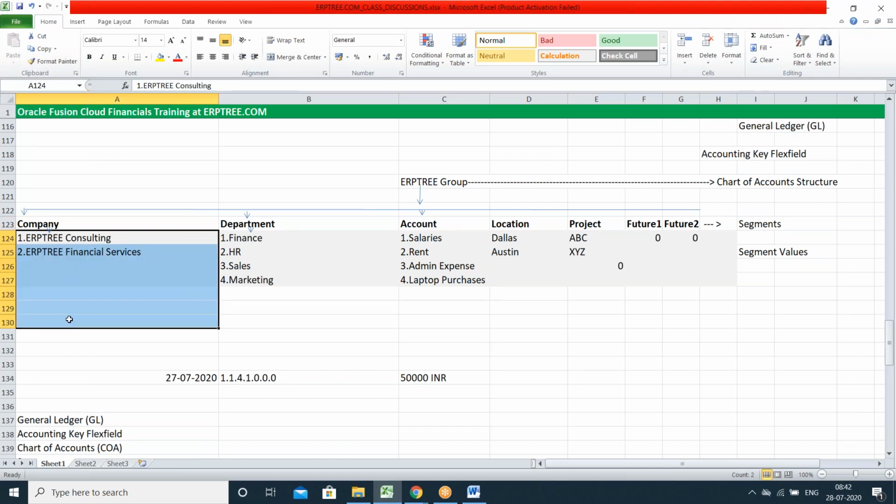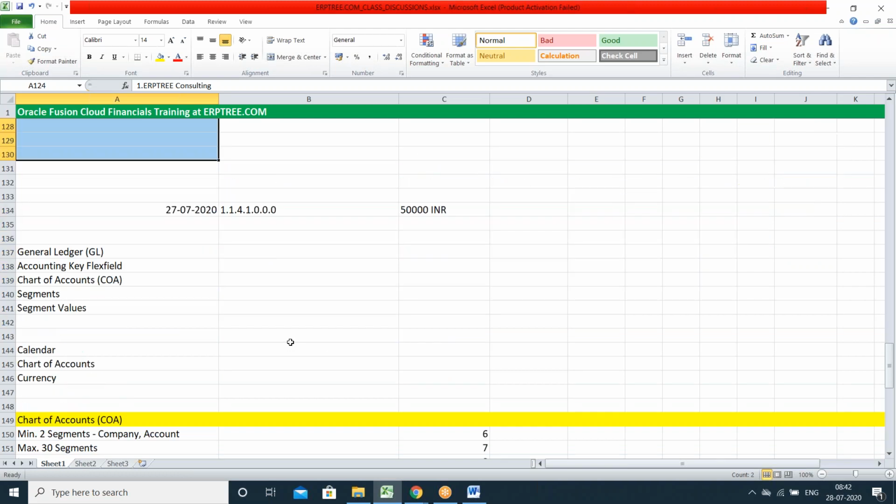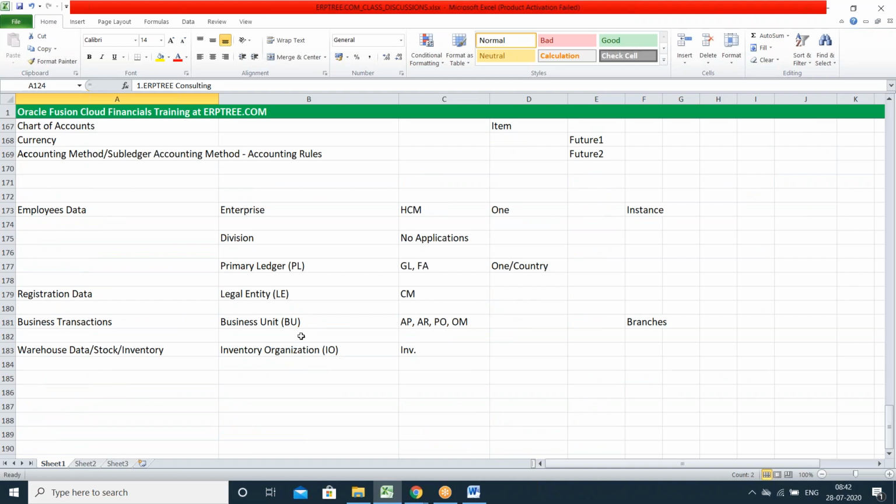In reality the company may be one, but in the system, to track the business transactions at a more detailed level, which will facilitate any sort of reporting, we have to take each business unit as a separate company in our chart of accounts. So always we have to make sure that the number of business units is equal to the number of companies, so that we follow best practice.